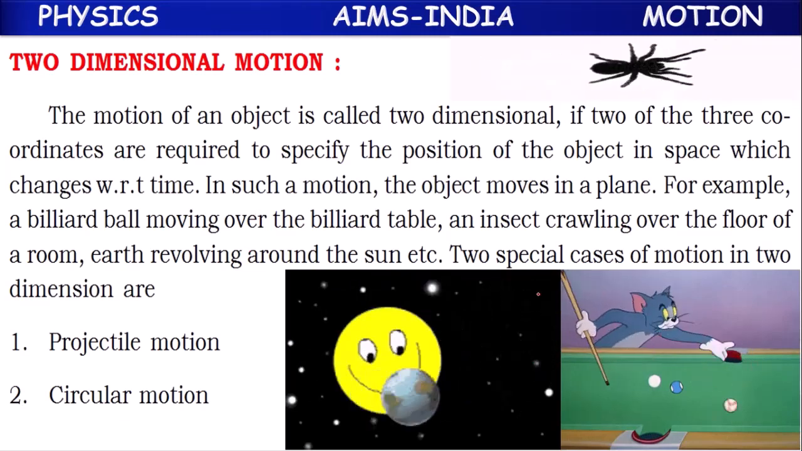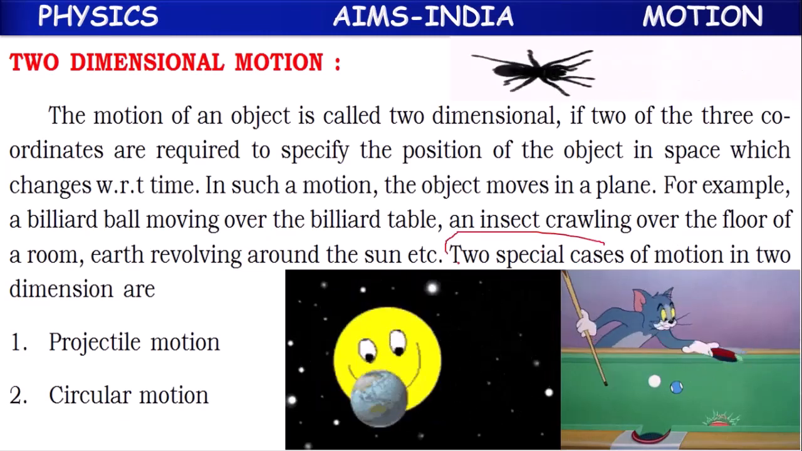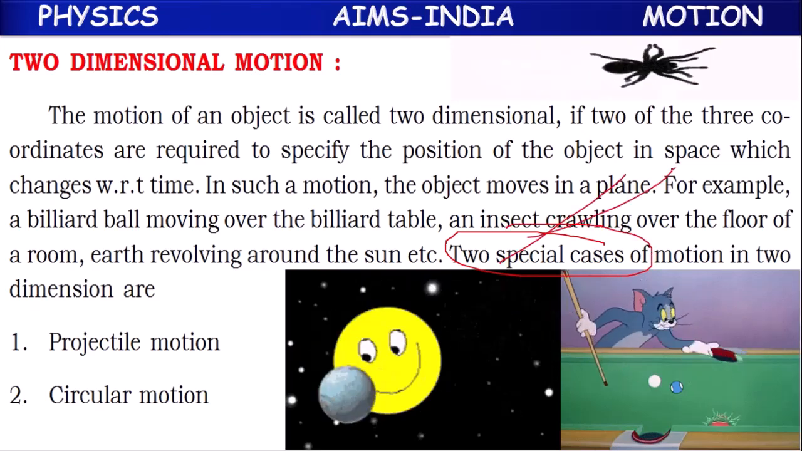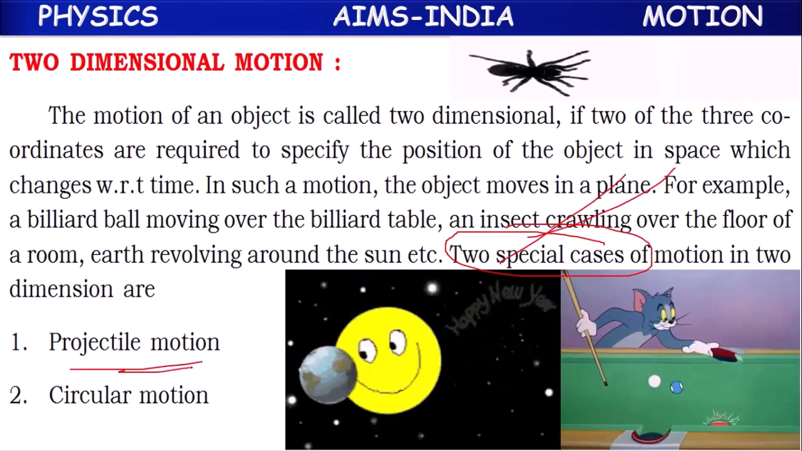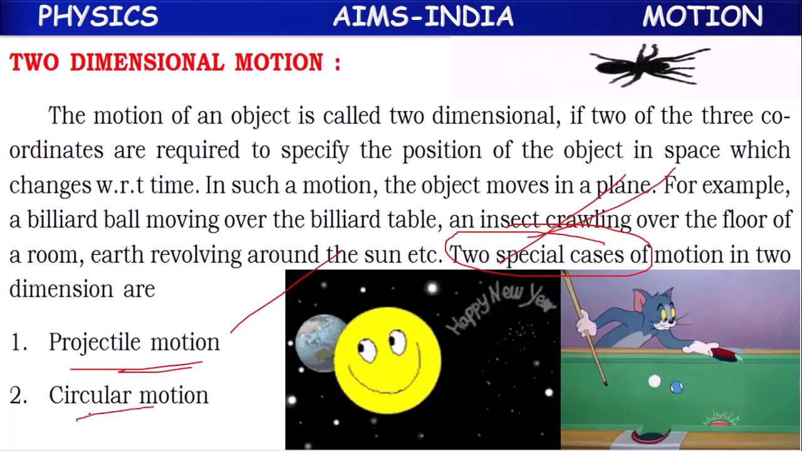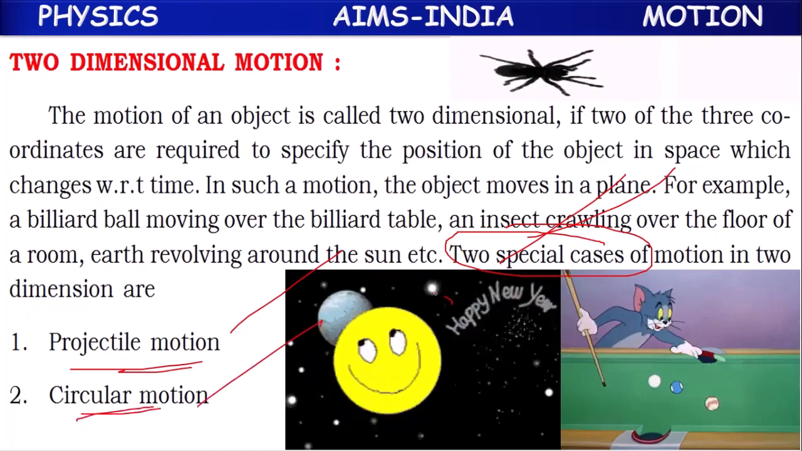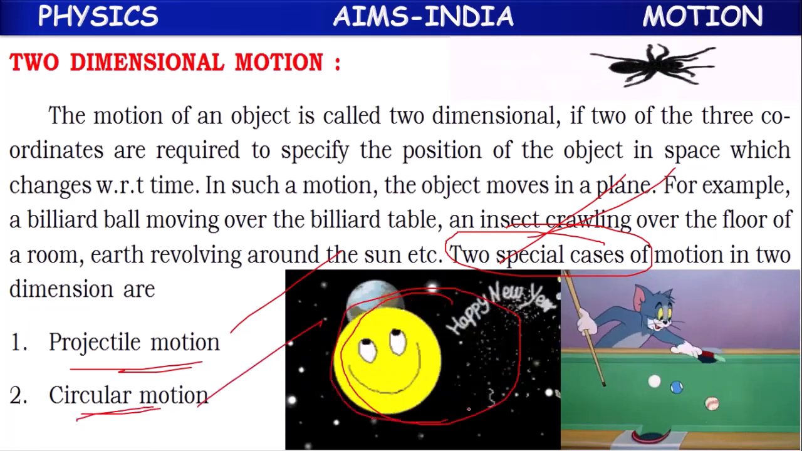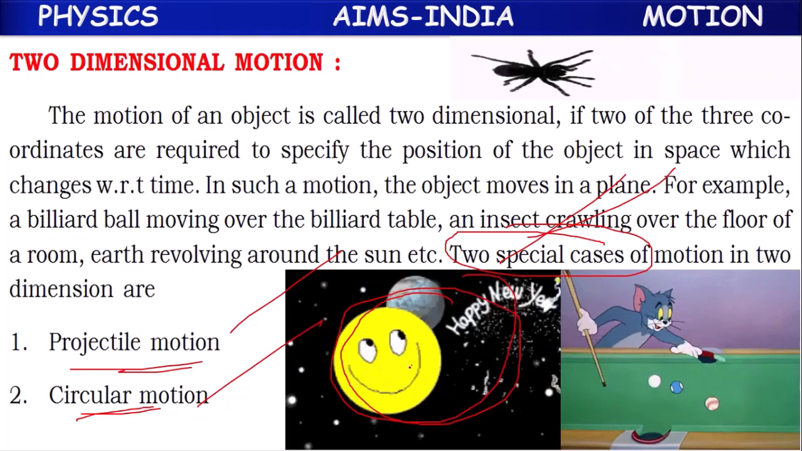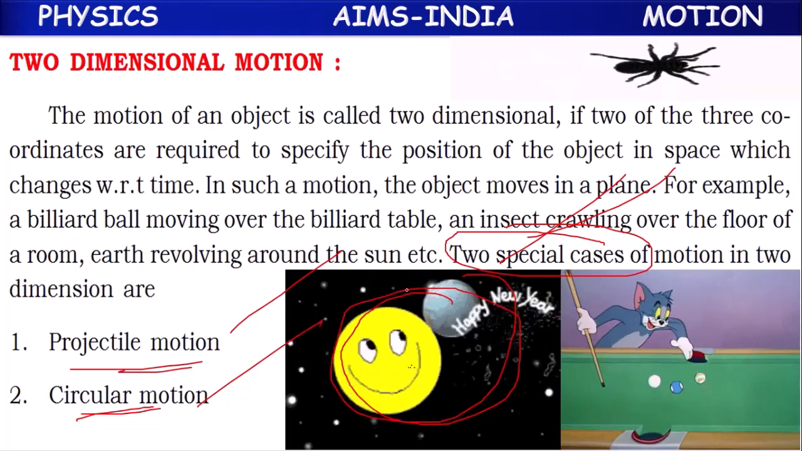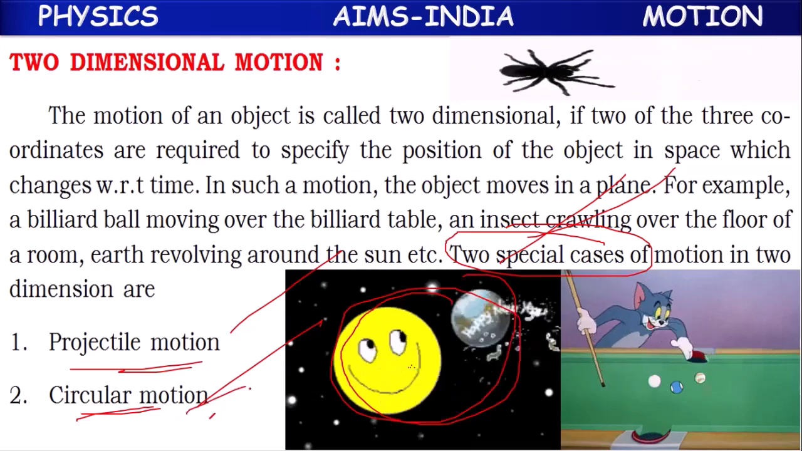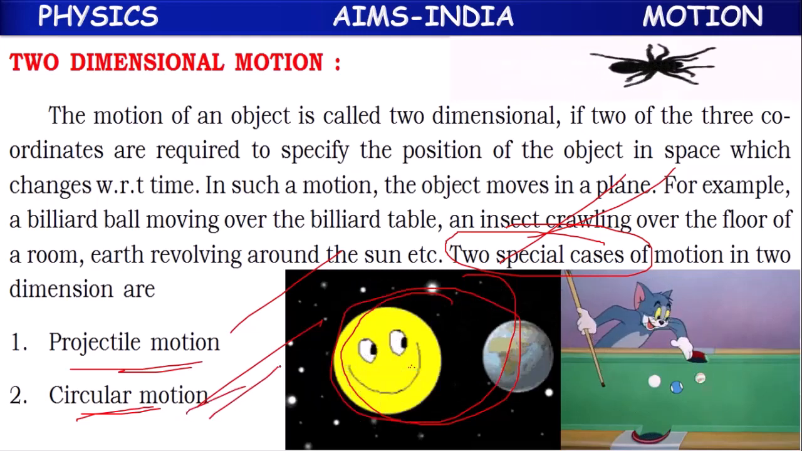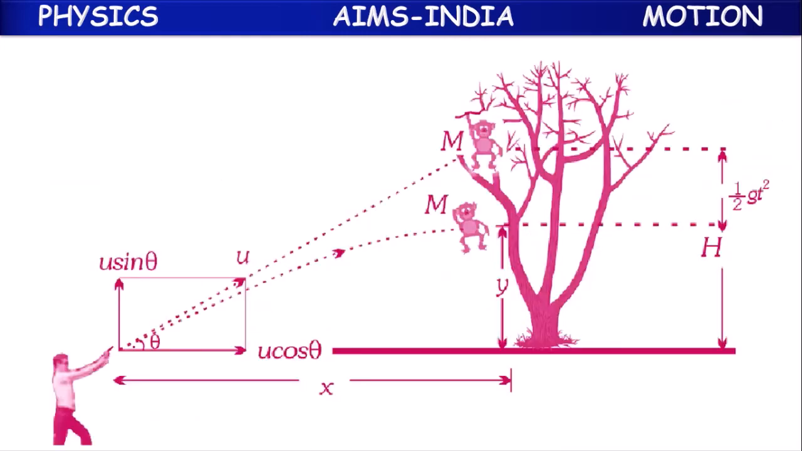But in two-dimensional motions, we have two special cases, like projectile motion and circular motion. Now, this is an example of circular motion. It's a two-dimensional motion which is happening in a circular way. It's a circular motion.